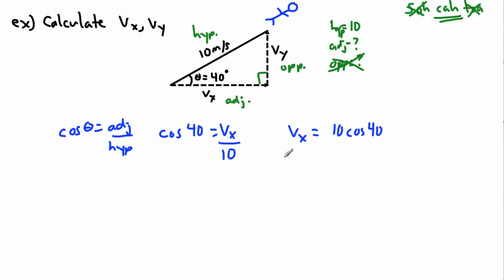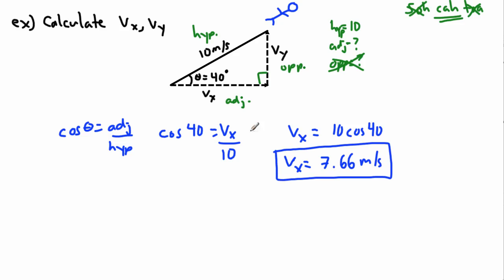So Vx equals 7.66. Let's use two decimals, I suppose. I'm not really being very careful here. I should have said meters per second, and I should have rounded this to the proper number of significant figures, but this is good enough for now. This is the x component, that's Vx.